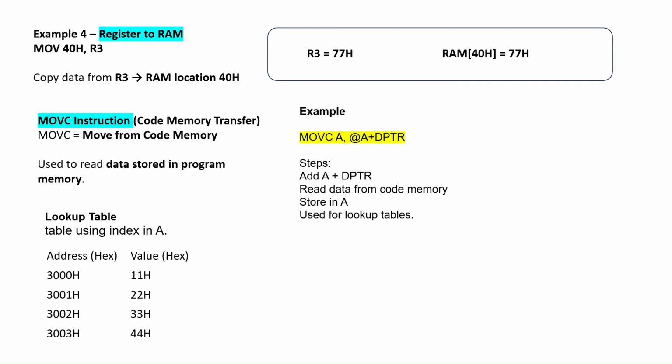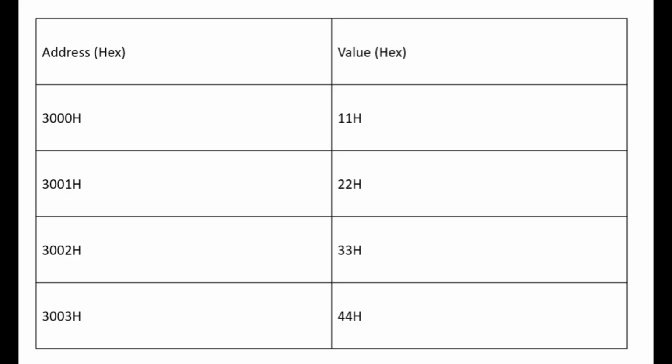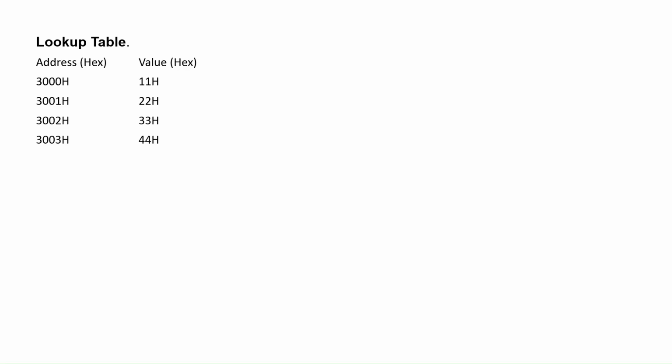Lookup table means a pre-stored list of values in program memory that the microcontroller can read when needed instead of calculating the value every time. In simple words, a lookup table equals stored answers. Microcontrollers often use lookup tables for mathematical functions, sine, cosine, log, 7-segment display patterns, character fonts for LCD.